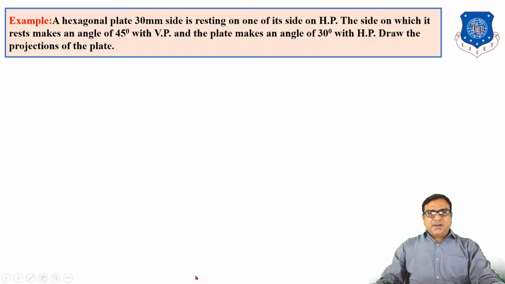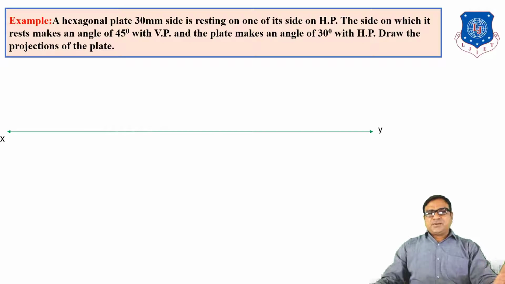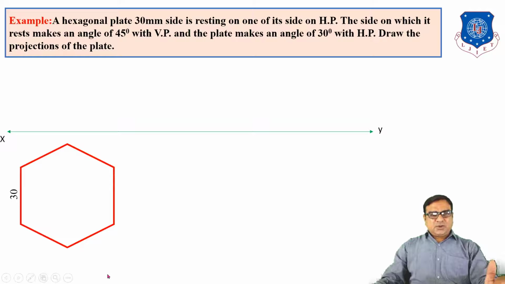Now the next example: a hexagonal plate of 30 mm side is resting on one of its sides on HP. The side on which it rests makes an angle of 45 degrees to VP, and the plate makes an angle of 30 degrees with HP. Draw the projection of the plate. So first of all, draw the XY line. Draw a regular hexagon of 30 mm side in which two sides must be perpendicular to the XY line. Give names to the corners A, B, C, D, E, F.